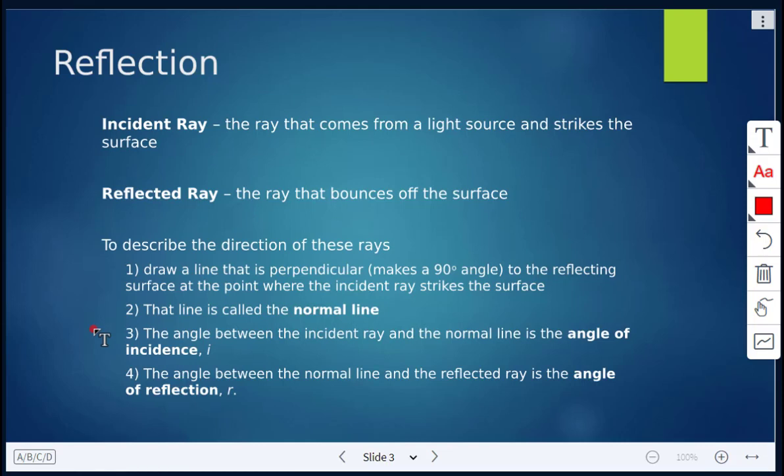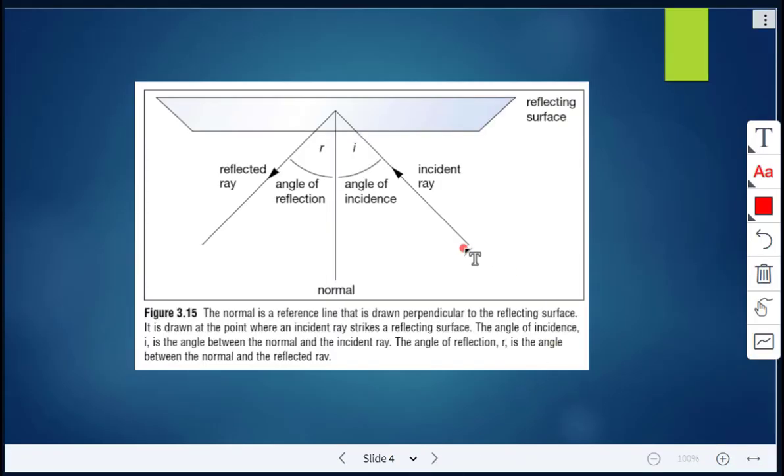Next, we have an incident ray. That incident ray is going to make an angle with the normal line, and that is called the angle of incidence. It's shown as a lowercase i. Again, this is the angle made between the incident ray and the normal line. Let's take a look at that image here. This is the incident ray. It's coming in, you can see the arrow is pointed towards the reflecting surface, and it's going to hit right there. And this angle shown with the lowercase i, that is the angle of incidence. Again, it's made with the incident ray and the normal.